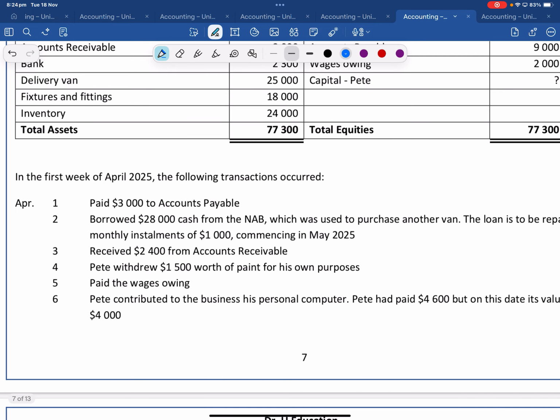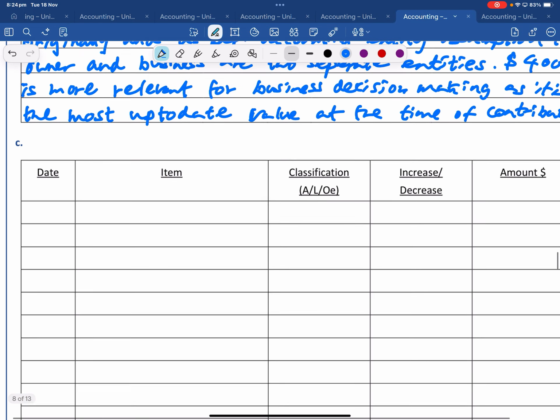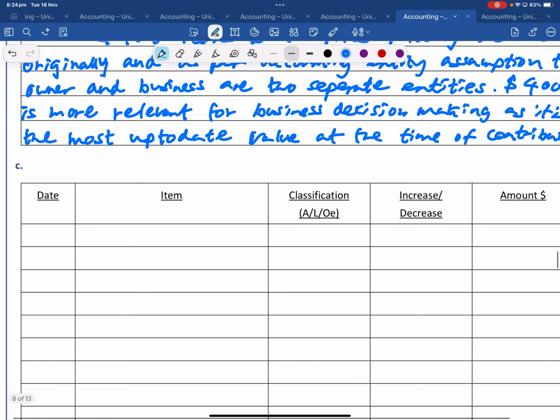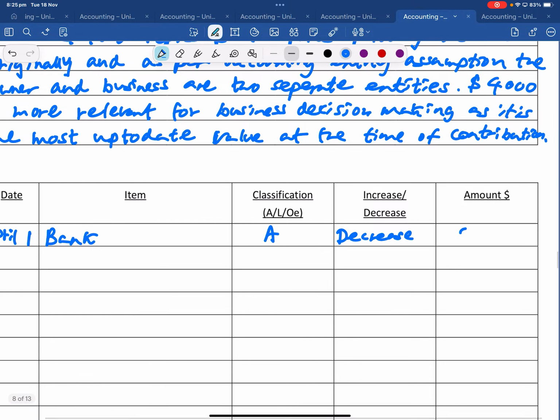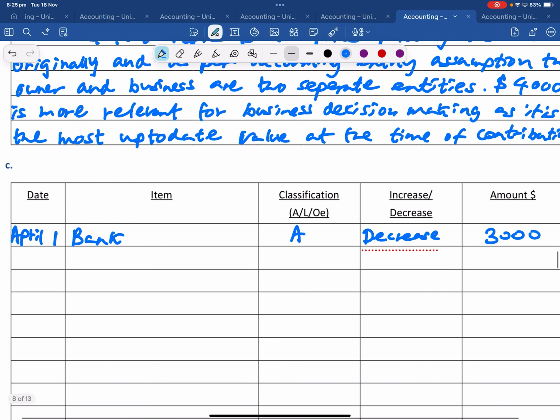Firstly, paid 3,000 to accounts payable. What happens, guys? The date is April 1st. So, what happens to bank? Yes, asset decrease. How much is it? 3,000. And what's the other one? Accounts payable. Liability decrease 3,000.